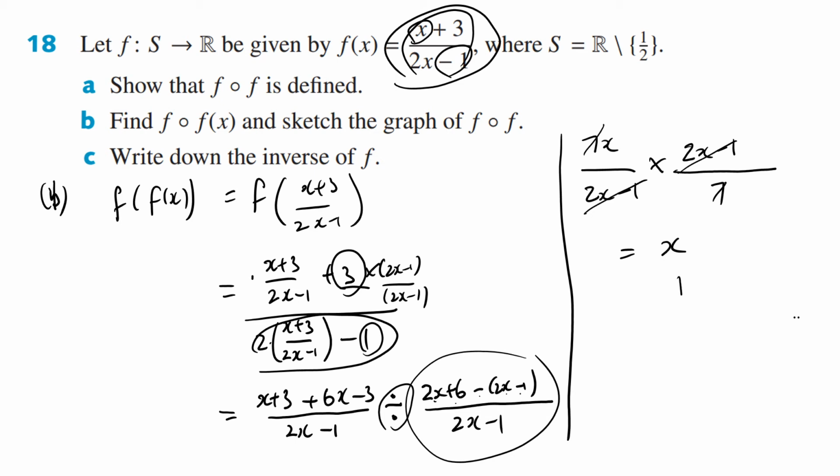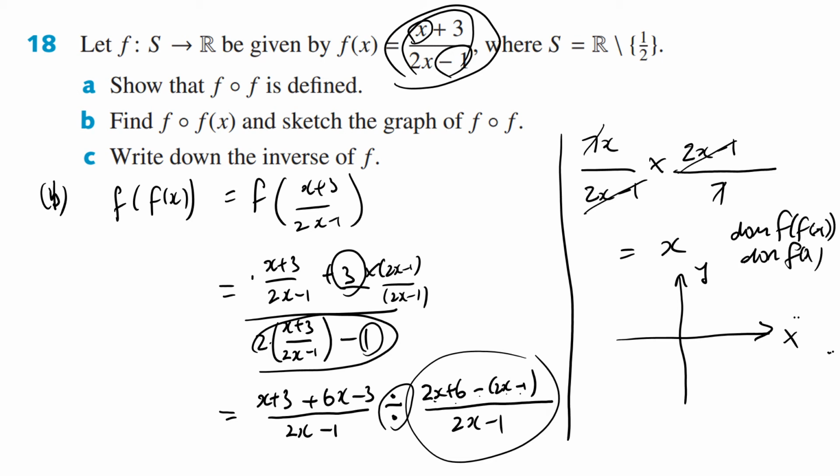Now, when we draw the graph, we need to be careful that we remember that the domain of f of f of x is the domain of the inner function f of x. Now remember, up the top we knew the domain was R except for a half. So we draw our straight line like so. However, when we get to a half, we need to put in an open circle. You're not going to need to put a rubber in there or an eraser. So that's going to be an open circle there because we're not including that point. And apart from that, part B is now done.